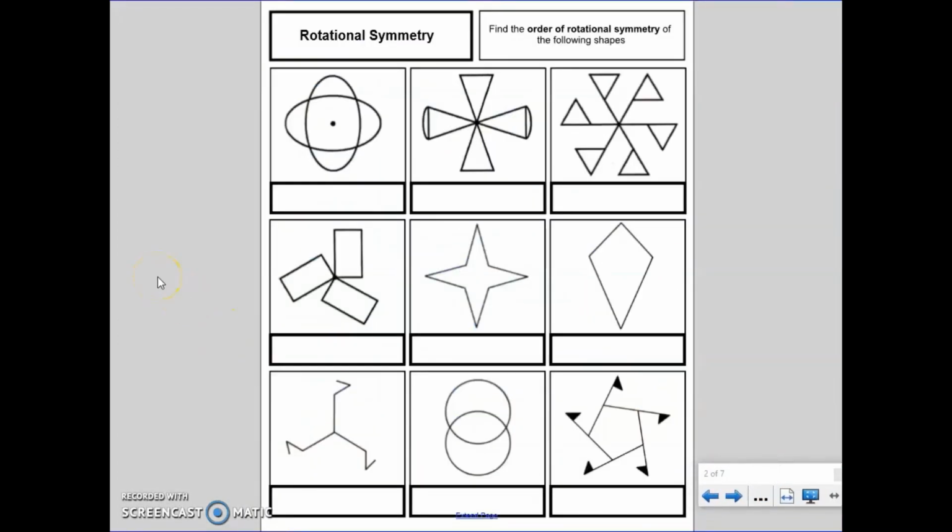Okay, so this is your next task. I'd like you to have a go at finding the order of rotational symmetry for all of the shapes displayed on the screen. Could you have a go now, please?